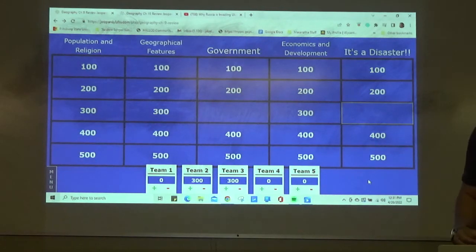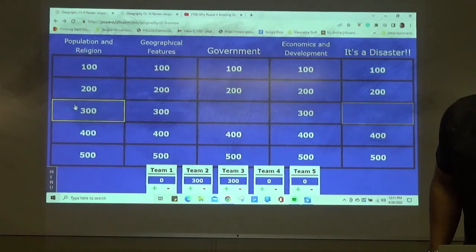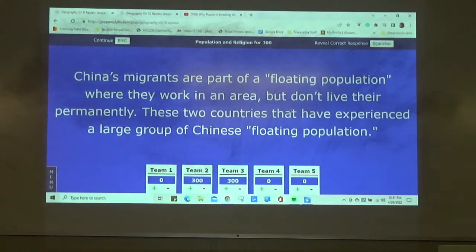Population and religion 300. Alrighty, even across the board. China's migrants are part of a floating population where they work in an area but don't live there permanently. These two countries have experienced a large group of Chinese floating population.